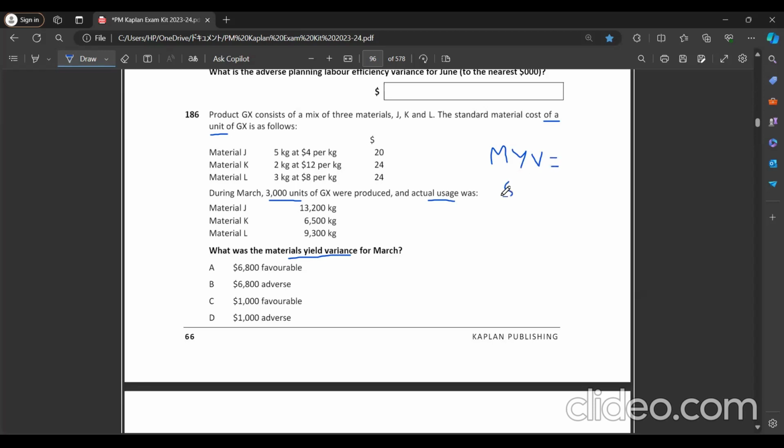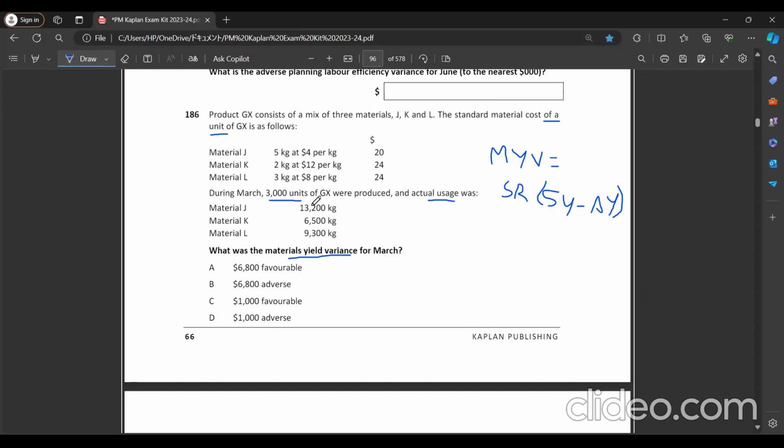So it would be the standard rate applied to the difference of standard yield minus actual yield. The actual yield is given in this question as 3,000 units. But there is no mention of the standard yield. So for one unit of standard product GX, this is the consumption.